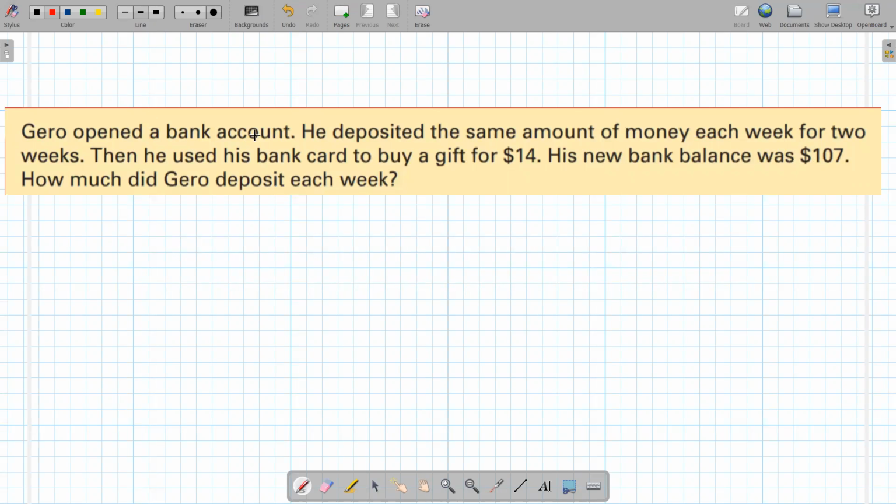So this guy opened a bank account. He deposited the same amount of money each week for 2 weeks, okay? So let's say in week 1, he deposited X. We don't know what that is. What's the question asking us? The question is asking us how much did he deposit each week? So whatever they're asking us, that'll be X, the unknown. So week 1, he deposited X. Week 2, he again deposited X.